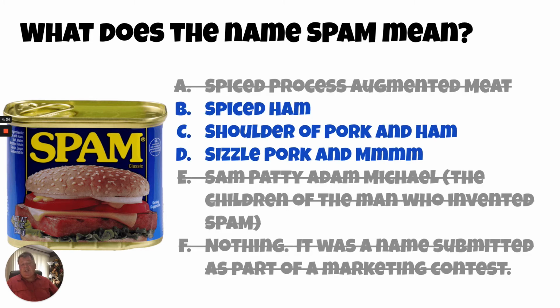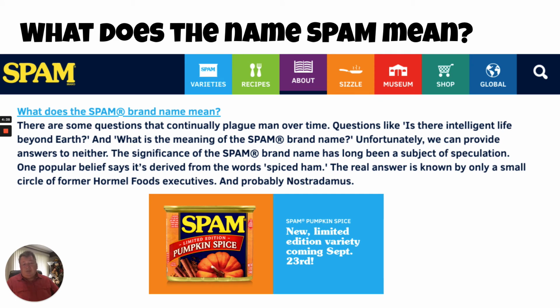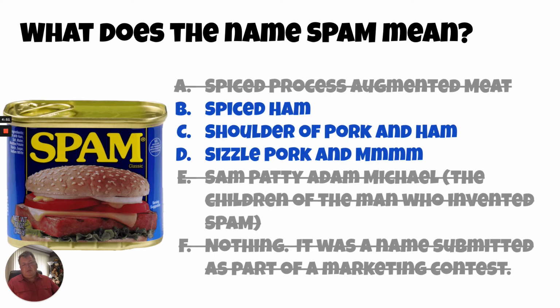And if you guessed B, C, or D, you were right. From the Spam website, by the way, Spam has often been known as spiced ham, but for the actual name, they're not quite sure where it came from. So there's some good evidence to show that maybe shoulder of pork and ham or sizzle pork, and kind of interesting.